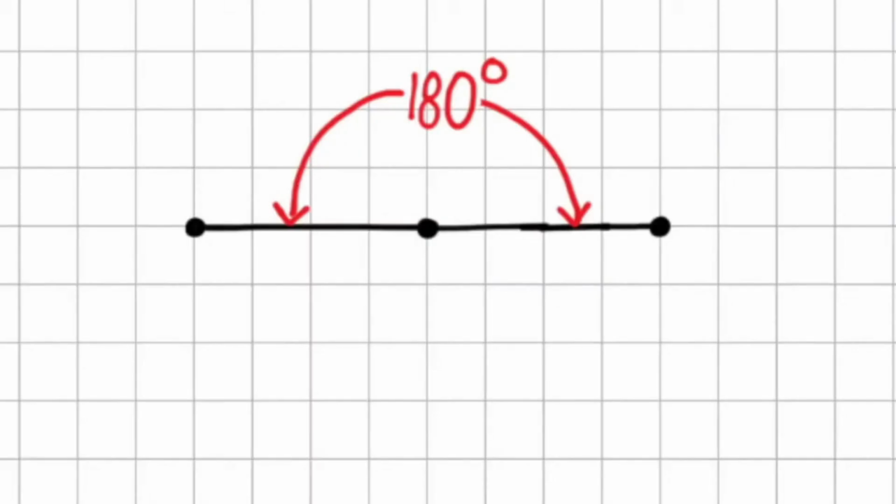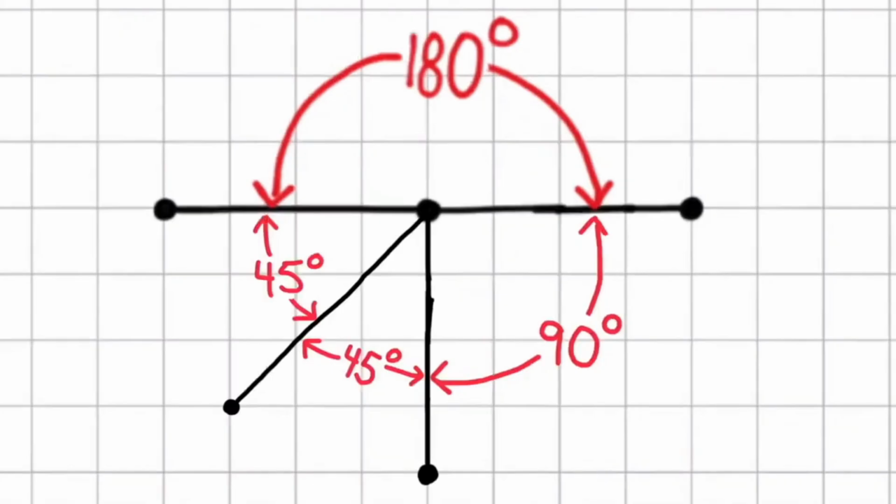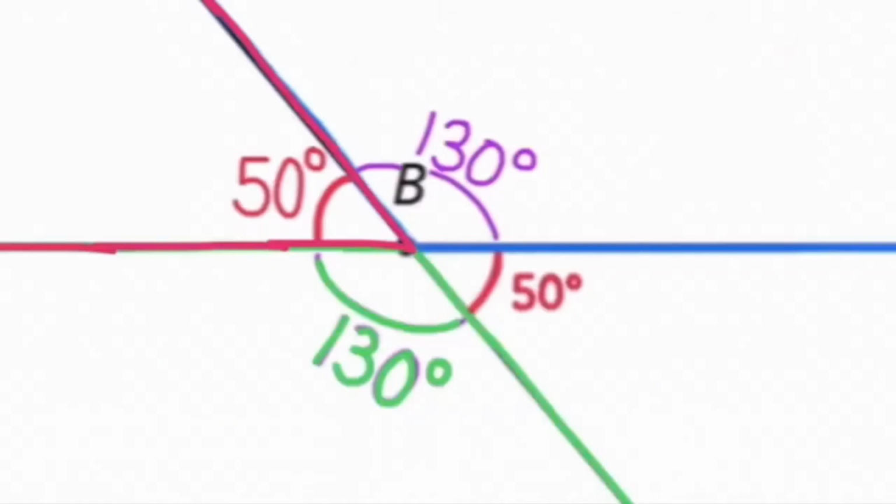Here's another look at 180 degrees. This angle measures 90 degrees, so another 90 degree angle would total 180 degrees. 90 degrees plus 45 degrees plus another 45 degrees also equals 180 degrees. I used that same strategy here on problem number 2 when they gave me one angle of 50 degrees. I knew that 180 degrees minus 50 degrees equaled 130 degrees, and that's how I found the measure for that larger angle, 130 degrees.